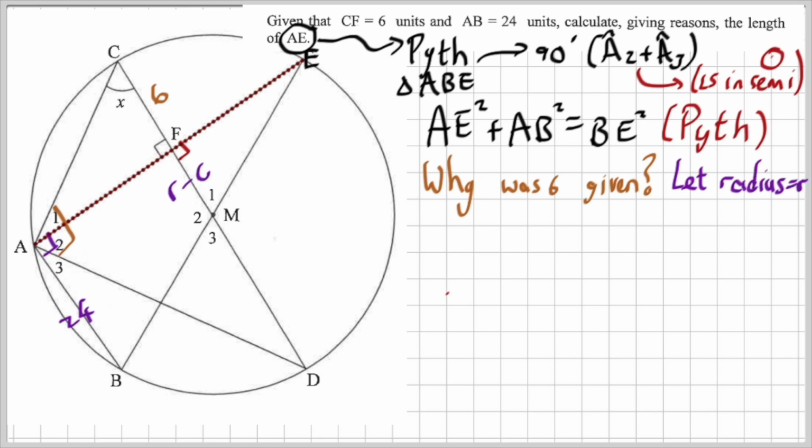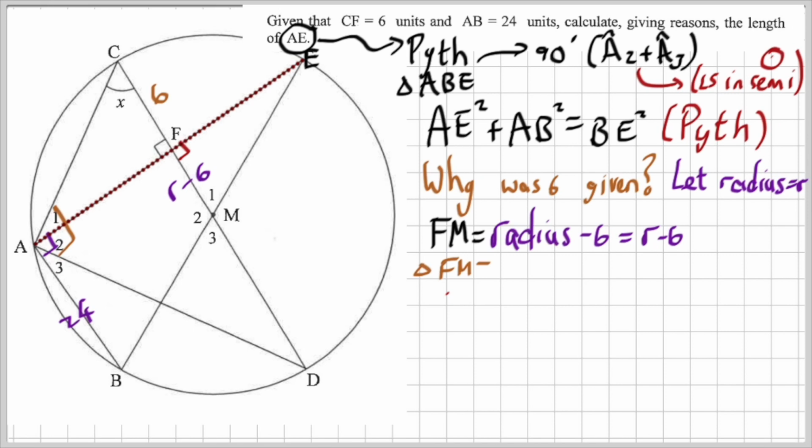So I'm going to make life a little bit easier for myself by letting the radius be r, because it stands for radius. Now you will see on this sketch that I indicated FM as being r minus 6. Why? Because FM is the radius minus that 6 units.